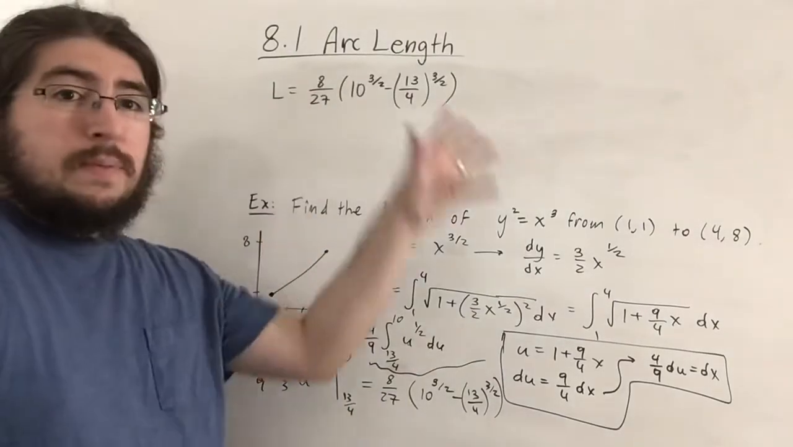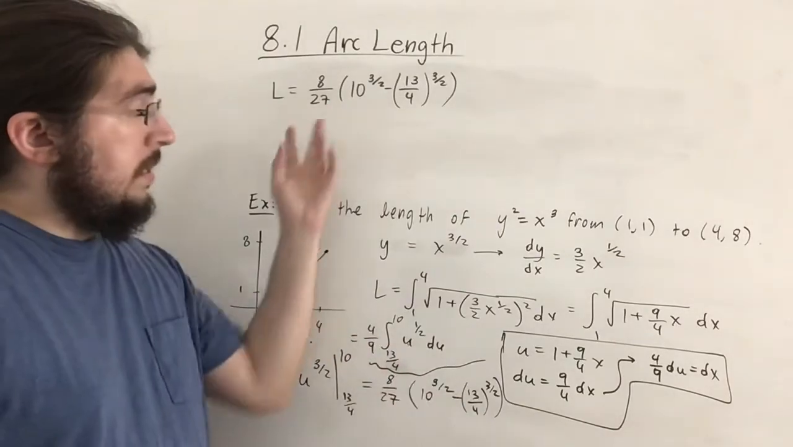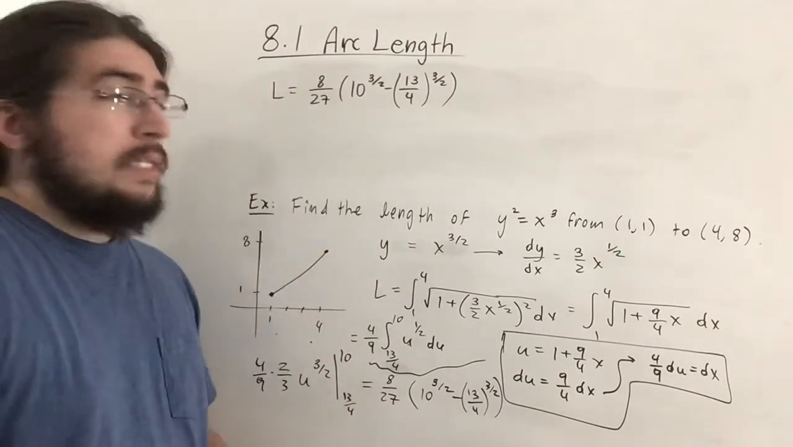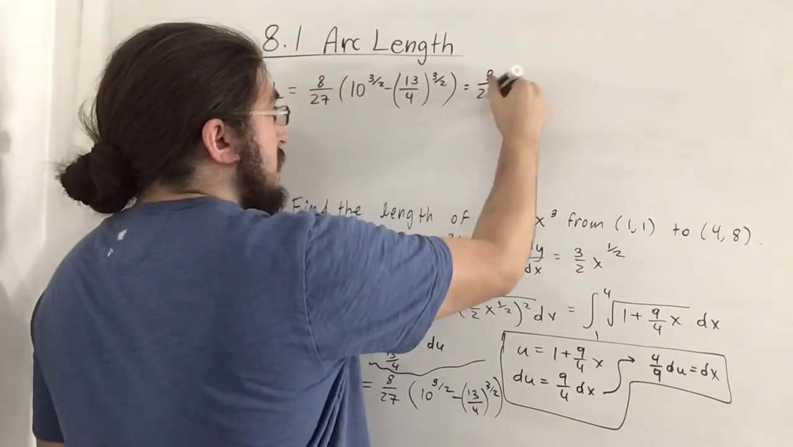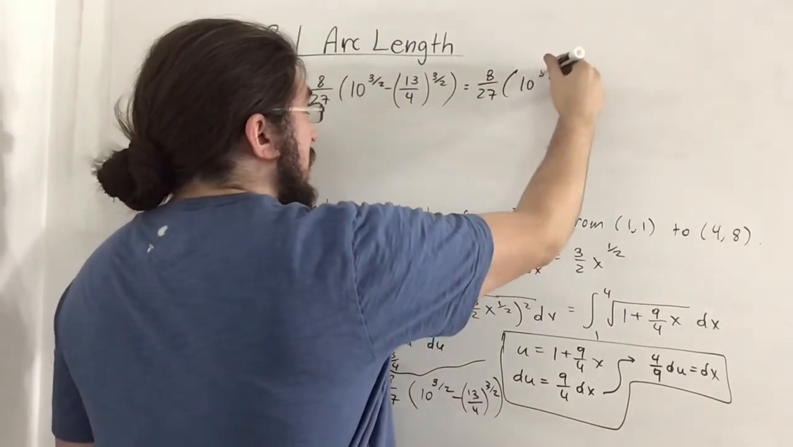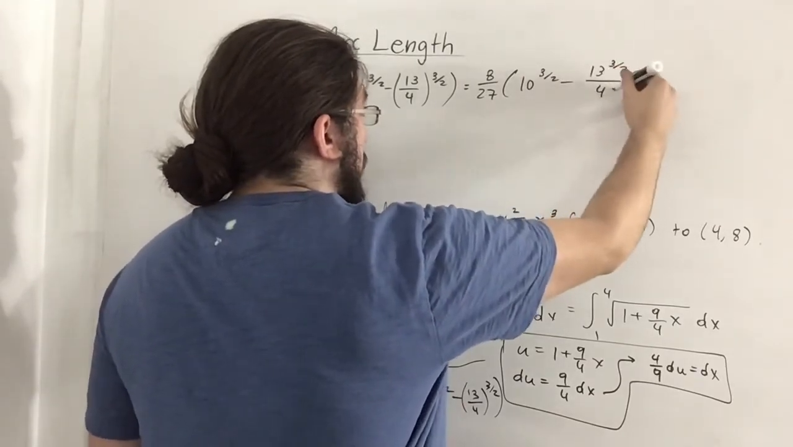Alright, so I've erased the formulas here. I've left all the work though. So now I've rewritten our answer we left off on top here. And now let's see if we can simplify it. The first thing I'm going to do is clean up this fraction part. So 8 over 27 is still on the outside, but now we have 10 to the 3/2 minus 13 to the 3/2 over 4 to the 3/2.